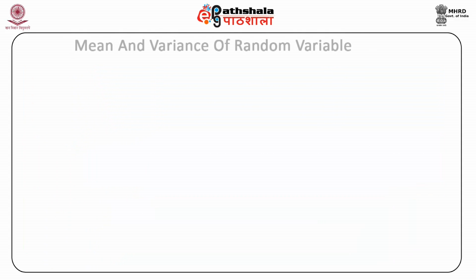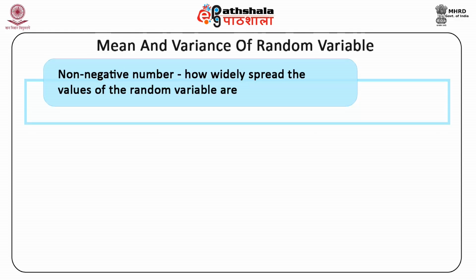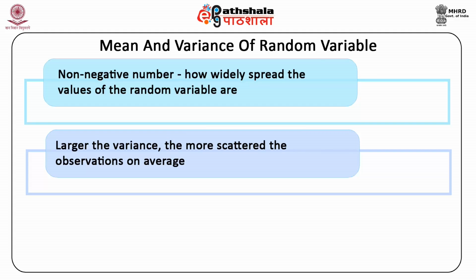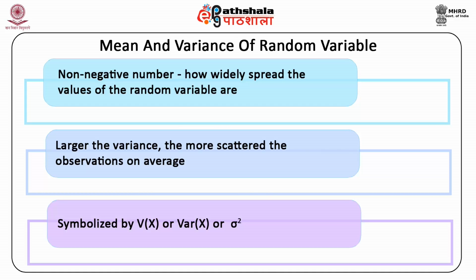The variance of a random variable is a non-negative number which gives an idea of how widely spread the values of the random variable are likely to be. The larger the variance, the more scattered the observations on average. The variance gives an impression of how closely around the expected value the distribution is. It is a measure of the spread of a distribution about its average value. Variance is symbolized by V of x or variance x or sigma square.